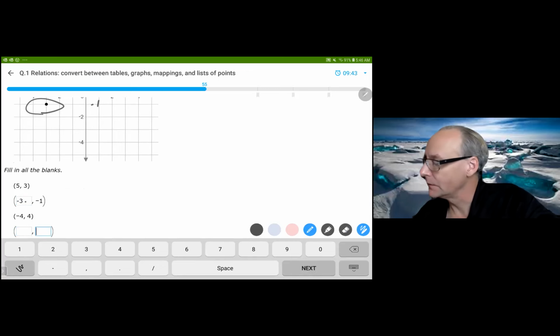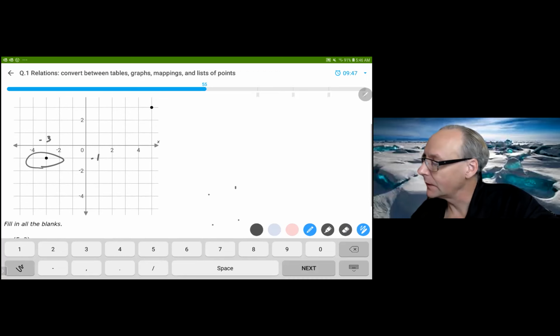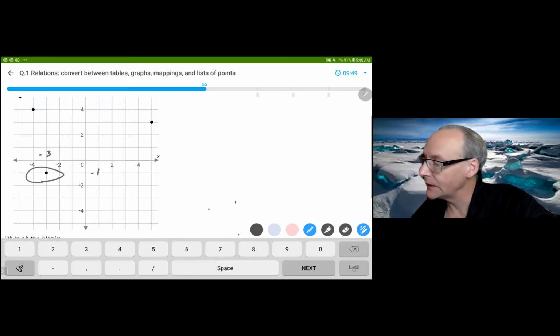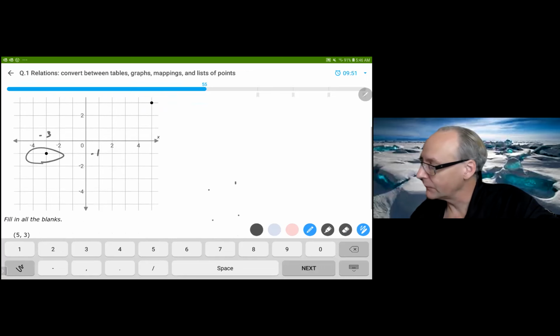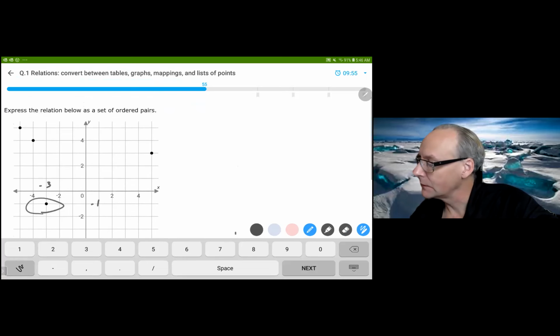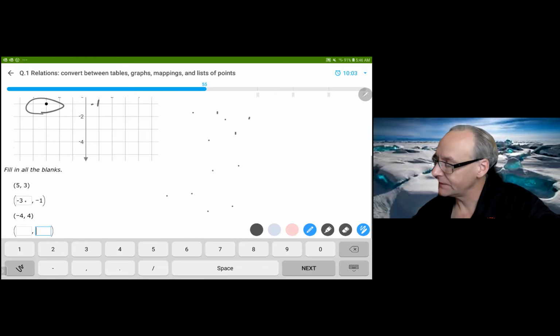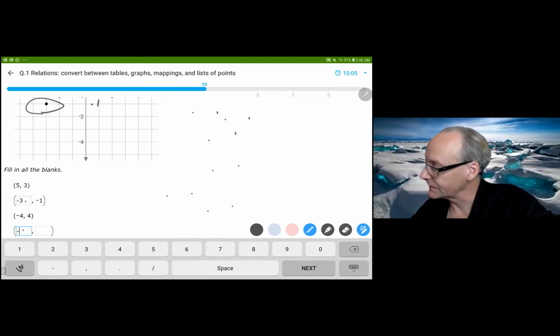Oh, there's another one. Oh, I didn't see it. Okay, so let's see which one is missing here. It looks like we have a 5, 3 and a -4, 4. Okay, where's the other one? Oh, there it is. -5, 5, it looks like. Here's the other one that's missing. -5, 5. You just have to find the missing points. It's a little hard because you can't put them all in the same space there. Looks good.